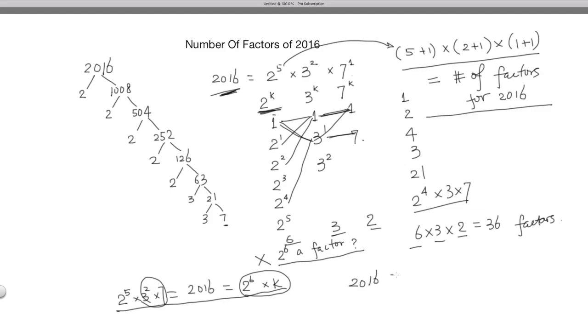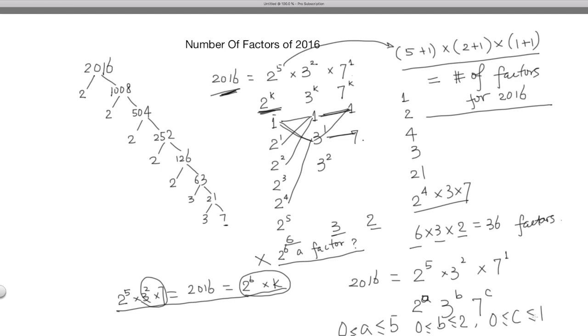A different way of saying what we just described is, once you have the prime factorization of 2016 equals 2 to the 5 times 3 squared times 7 to the power 1, what are the potential forms of its factors? We claim the factors have to follow this form: 2 to the power A, 3 to the power B, 7 to the power C, where A has to be less than or equal to 5, B has to be less than or equal to 2, and C has to be less than or equal to 1.